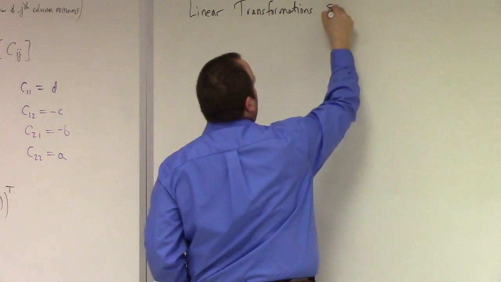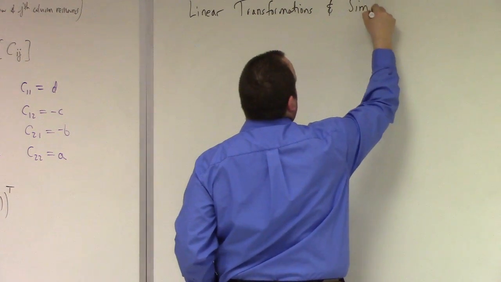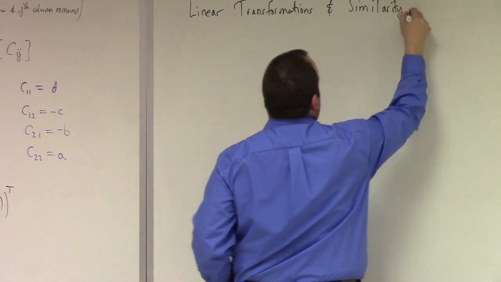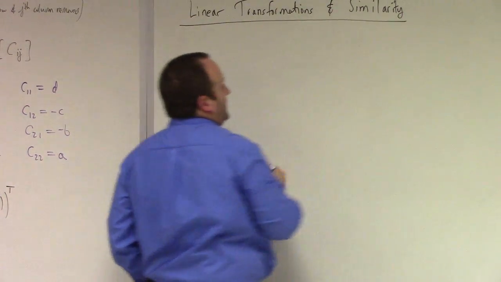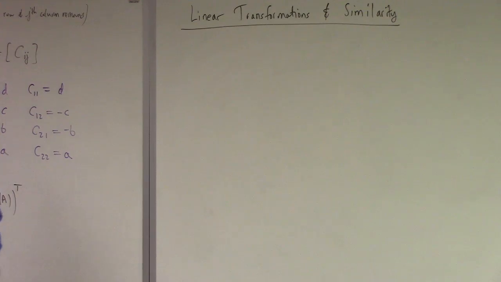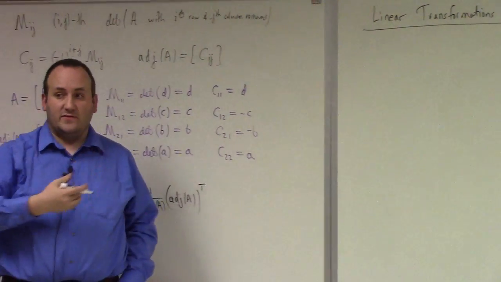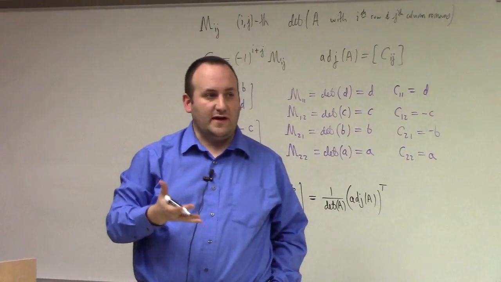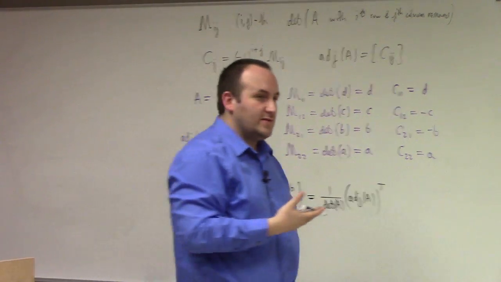And similarity, let's say. Okay, so I defined the determinant of a matrix in what I've shown you so far, right? But in fact, I was talking also about the determinant of a linear transformation in my last example. How do you define the determinant of a linear transformation?